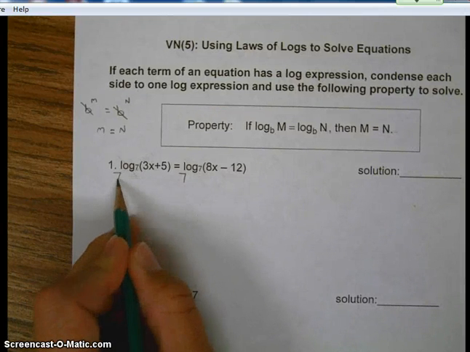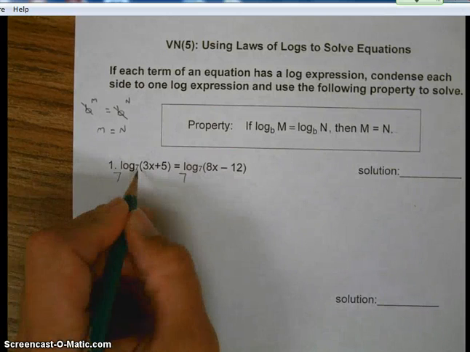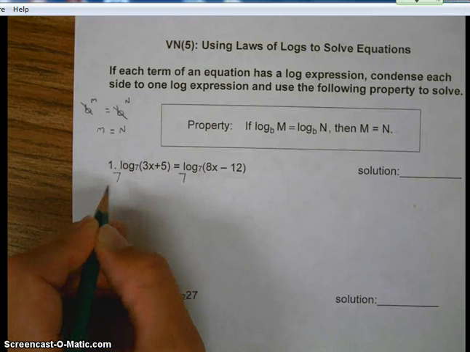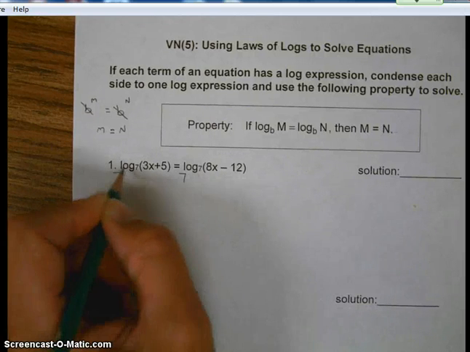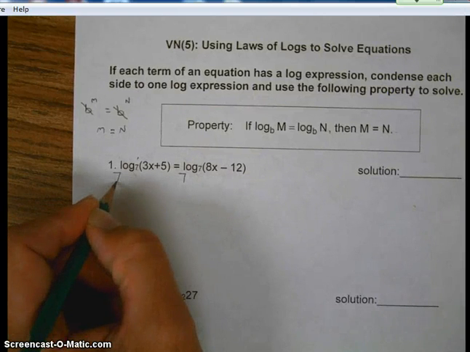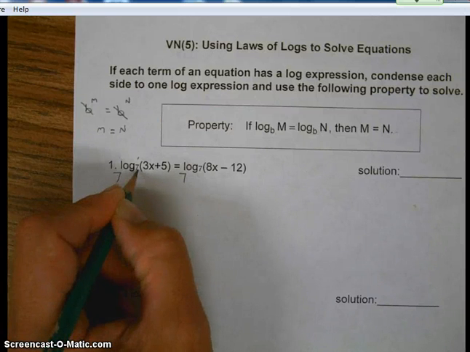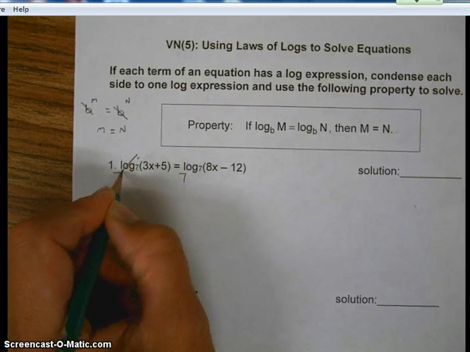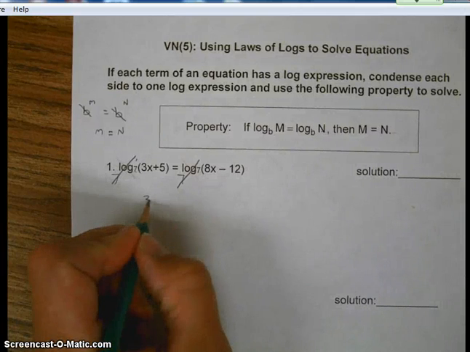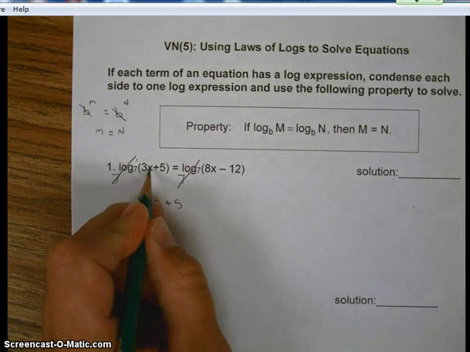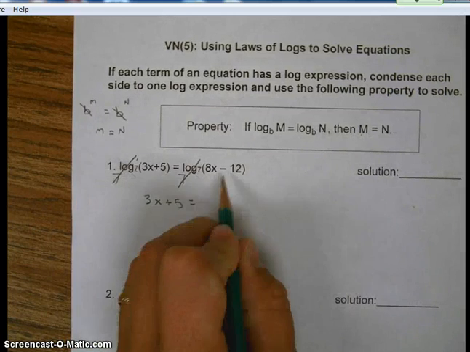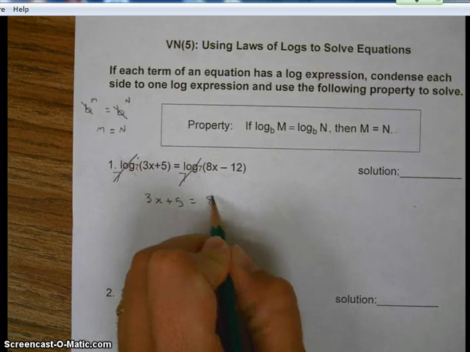The reason why that will cancel out is because these are inverses of each other. Log base 7 and an exponential base of 7, those are inverses of each other, so they cancel each other out. 7 to the first power is 7. So that cancels both of those out. Now we just have the argument m, that's this one, equal to the other argument, which would represent n in this case.